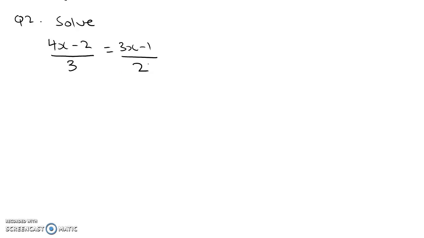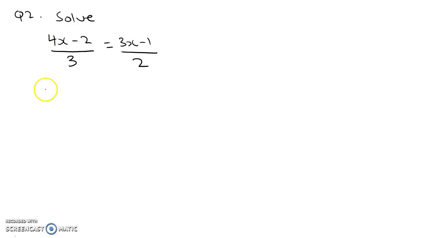Now the first thing we want to do with this question is tidy up these fractions. To do that, we will multiply the second fraction, on the right hand side of the equal sign, by 3, and that will tidy up this fraction on the left hand side. So we'll get 4x minus 2 equals 3 outside of 3x minus 1 over 2. Essentially, we've multiplied both sides of the equal sign by 3, which has cancelled out this 3 here.